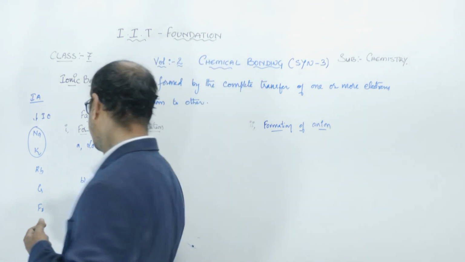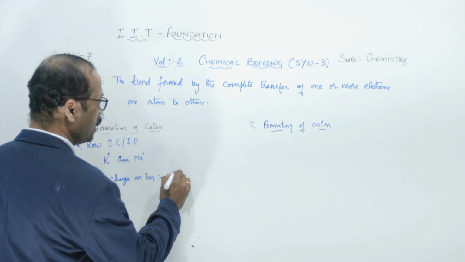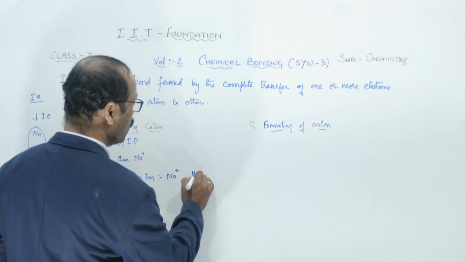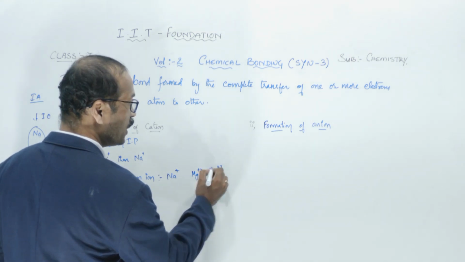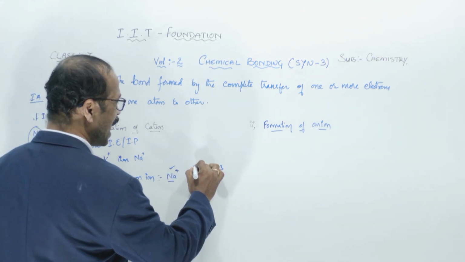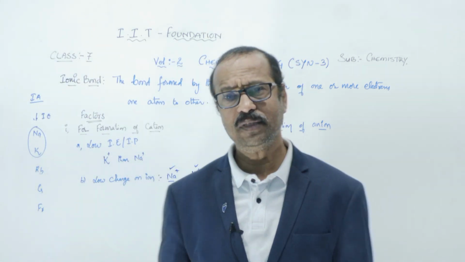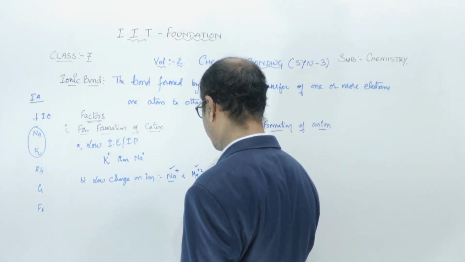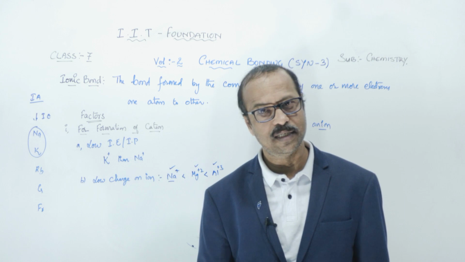So therefore, when sodium loses 1 electron easily, it becomes Na+. Magnesium has to lose 2 electrons to form the cation, and aluminum has to lose 3 electrons. So which can form easily? Sodium can form very easily compared to magnesium and aluminum, because of the low charge. The charge is less in sodium than in magnesium and aluminum. So sodium can form the cation easily, right?